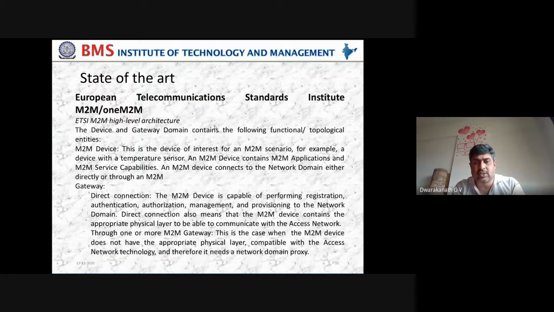So the access network technology, and therefore it needs a network domain or a proxy. 100%. All my students, in your projects, you have faced this problem, and you have asked, sir, how should we connect to the network? You have done some R&D on how to connect TX to RX and RX to TX of the Wi-Fi module with the Arduino. All those things you have done already.